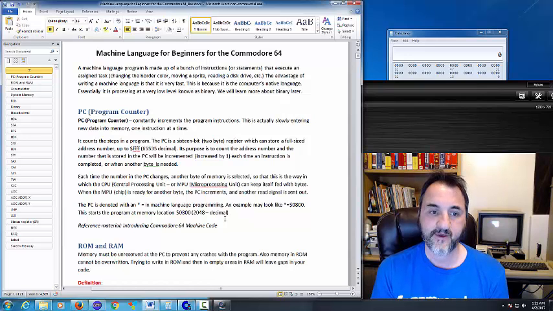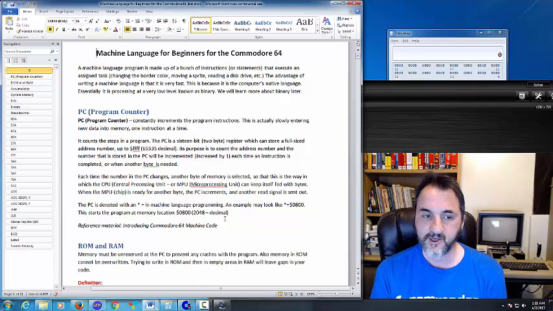We'll cover that later. Its purpose is to count the address number, and the number stored in the PC will be increased by 1 each time an instruction is completed or when another byte is needed. Each time the number in the PC changes, another byte of memory is selected. This is the way in which the CPU, the Central Processing Unit, also known in the other books here as the MPU, or Microprocessing Unit, can keep itself fed with bytes. When the MPU chip is ready for another byte, the PC increments and another read signal is sent out.